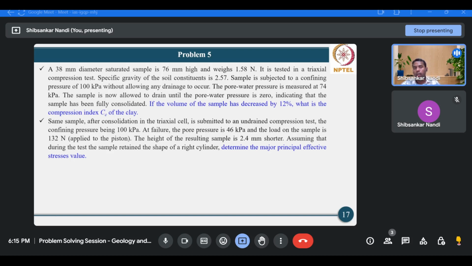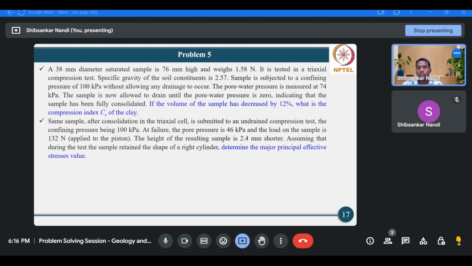Truly speaking, again this is a case for consolidated undrained, because in the first part of this problem the data is related to isotropic consolidation, in the sense of consolidation occurring in all directions. So that data is given. And coming to the second part, it's the shearing phase under undrained condition. Now we'll try to answer both the questions framed in this problem.